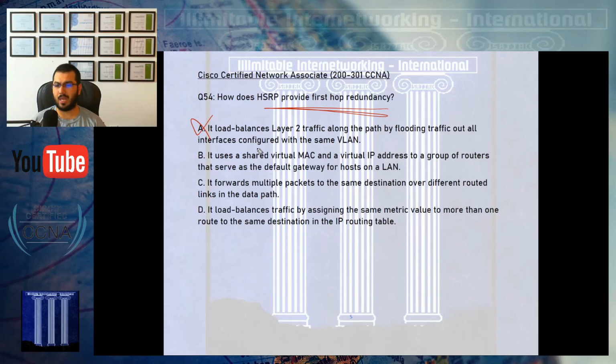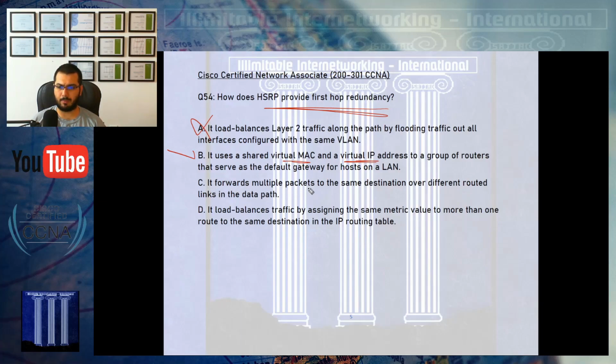I'm sorry, in HSRP. HSRP is considered an active standby scenario, so it will not be load balancing. B, it uses a shared virtual MAC address and a virtual IP address to a group of routers that serve as the default gateway for hosts on a LAN. I agree. This was the same reply of two questions ago, the same thing that I talked about. So yes, it's correct. Let's see if there is another correct one. I know it's only one reply, but let's see.